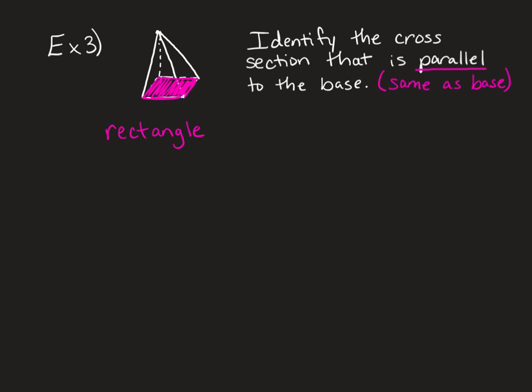A square is a type of rectangle that has all equal sides and 90-degree angles, and all we can tell from here is that it's at least a rectangle, so we'll go with that. We found the cross section.